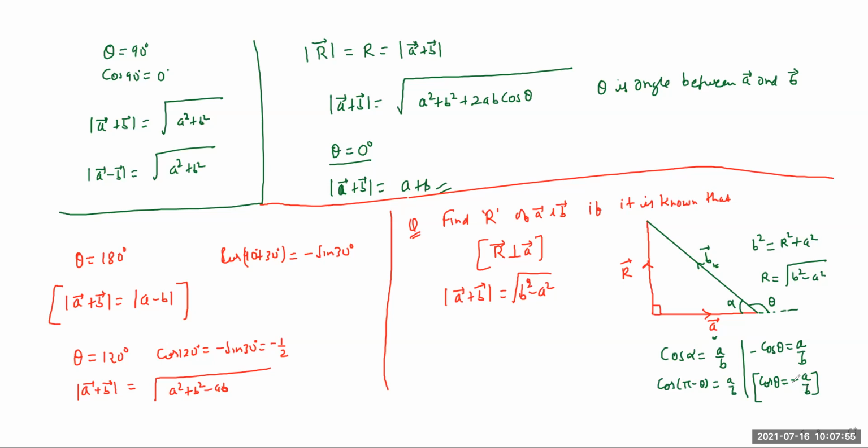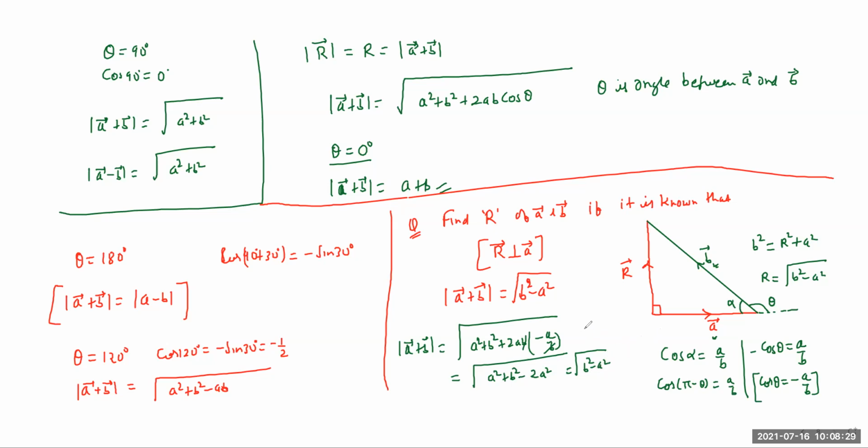And because we know cos theta, we can go back to the original formula, which we always know. A square plus B square plus 2AB, and cos theta is minus A by B that we just got. B gets cancelled, and what we are left with is A square plus B square minus 2A square, which is eventually B square minus A square. Now you can see that through various ways we can arrive at the answer.